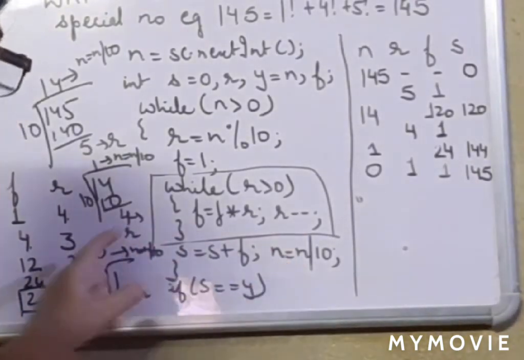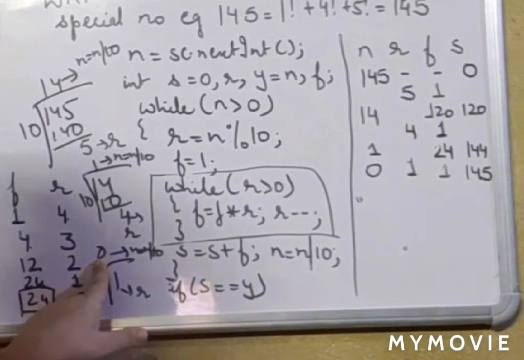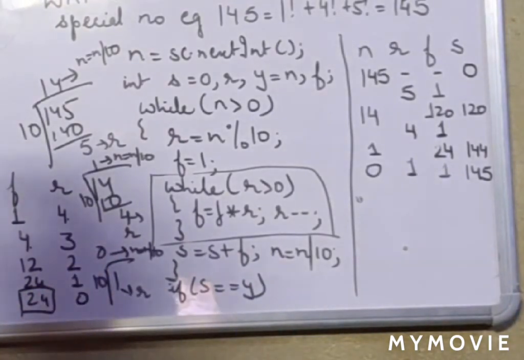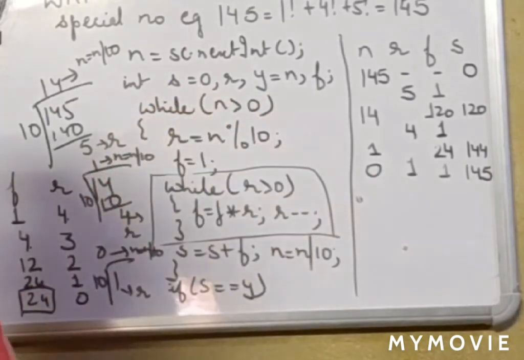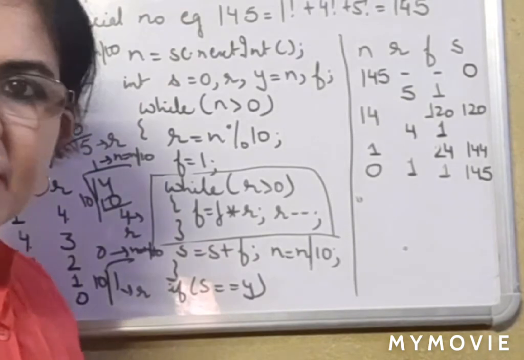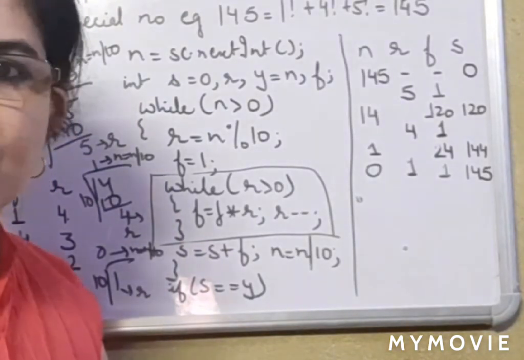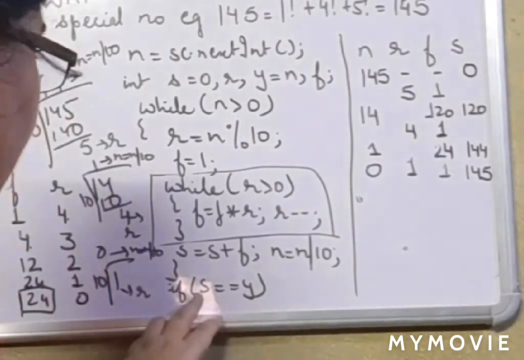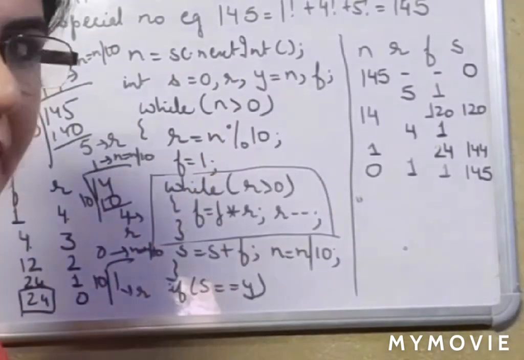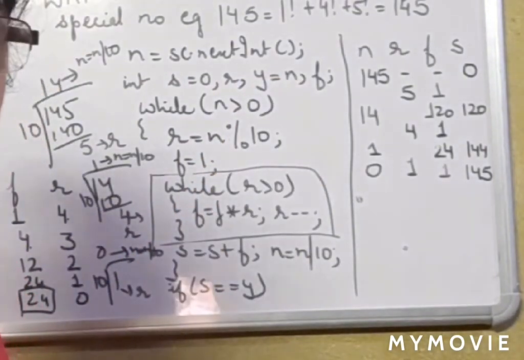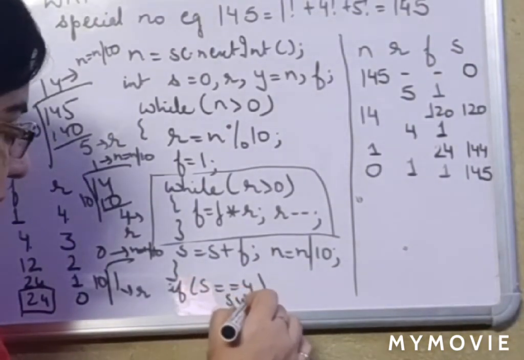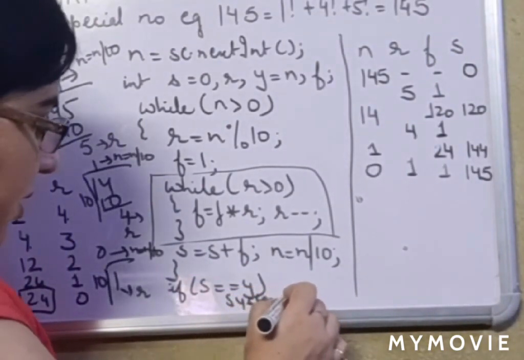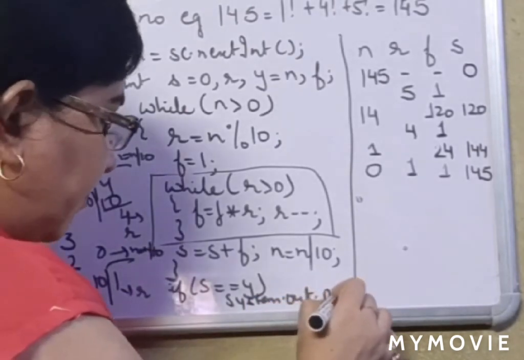N is equal to n divided by 10. We'll go at the top to take the quotient and we'll find no quotient. So the value of n has become 0. 0 greater than 0 is a false condition and your loop finishes. At the end, we have to check whether the sum is equal to the original number. So S will be compared with Y, which is having the original copy of n. So if S is equal to Y, we can write with system.out.println, it is a special number.